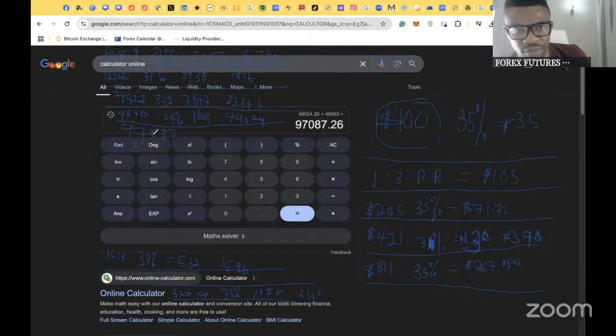97,087. Let's risk lower this time around. Let's risk 20%. Let's risk 30%. We're not scared of this market. Don't be scared of the market, guys. Let's risk 30% this time around.